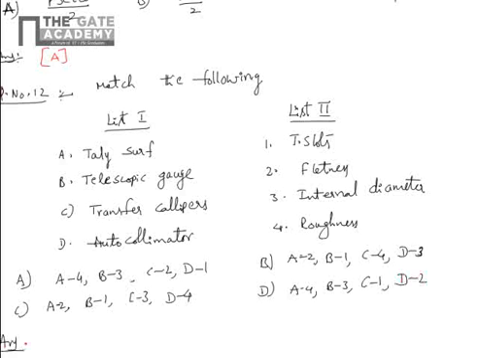So the answer is D. Tally surf is for surface roughness. Telescopic gauge is used for internal diameter. Transfer calipers are used for T slots, and autocollimator is used for measurement of flatness. Even if you know just autocollimator and flatness, you can get the answer. No need to know all the remaining things. Next question.